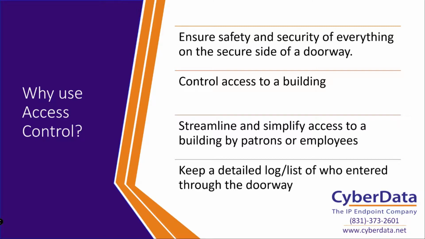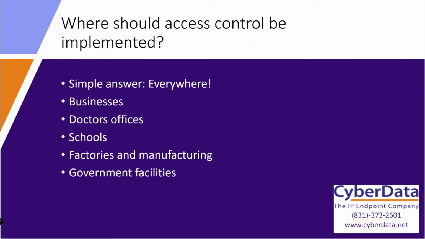So in the event of something going missing or some type of terrible theft or something going on the secure side of that door, you know exactly who entered through that particular door and when. So that way you can really track down any particular issues that may have arisen given unauthorized access through that particular doorway. So where should access control be implemented? The simple answer is everywhere.